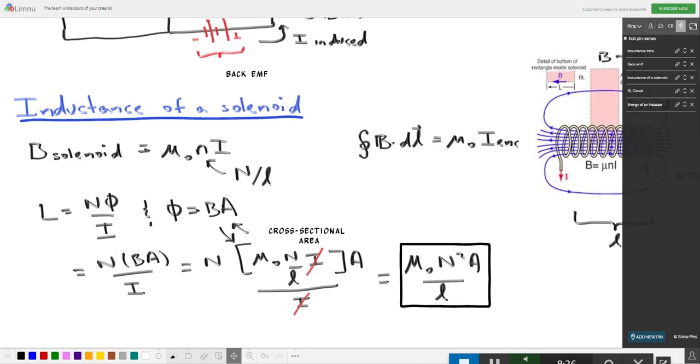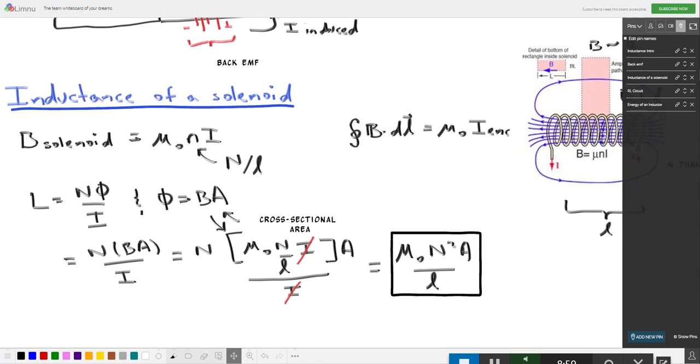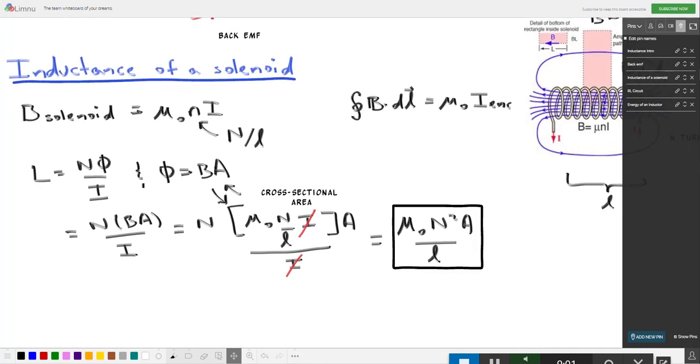All right, so now we apply this formula again. Inductance is the flux divided by current times the number of turns, and substituting our value for the magnetic field in a solenoid that we got from this, mu naught big N over L times I, and dividing by current, we get this relationship for inductance. So you can use this same method to calculate the inductance of anything else where you know the magnetic field.